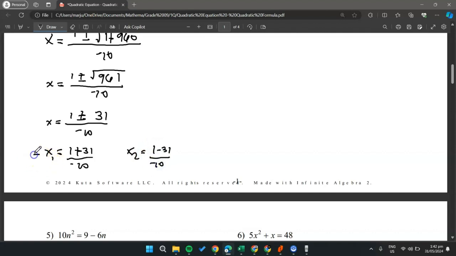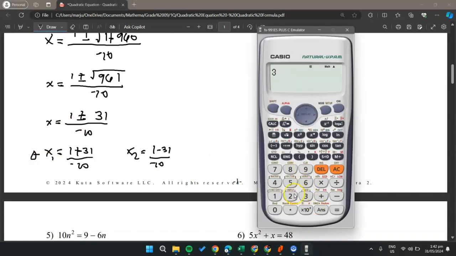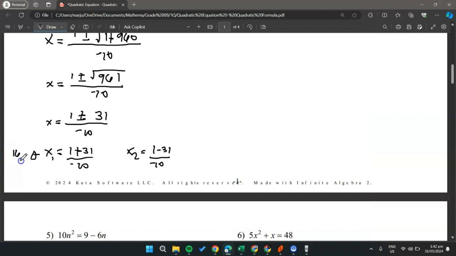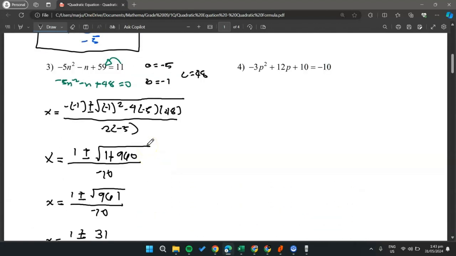And then this just simplifies to what? We have 32 divided by negative 10. That gives us negative 16 over 5. So this is just 16 over 5, that's negative. And then the other one, this is just 3. So that will be our answer for number 3.